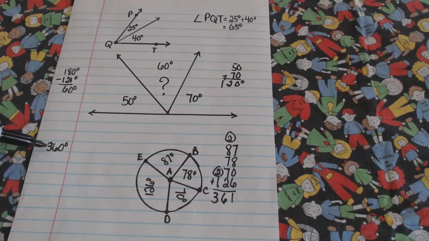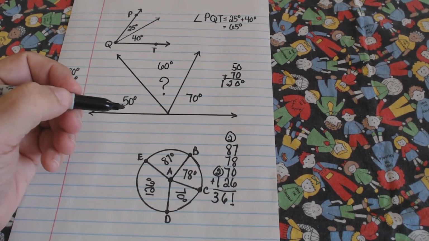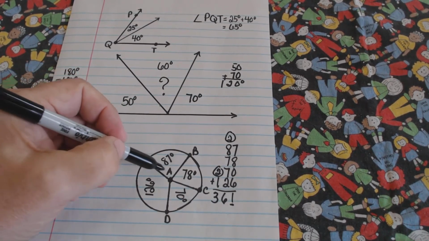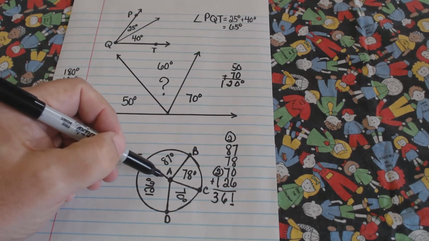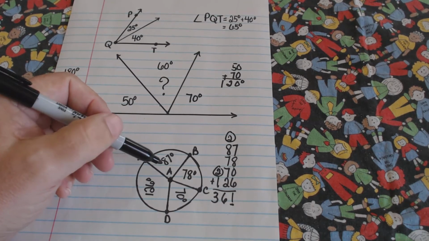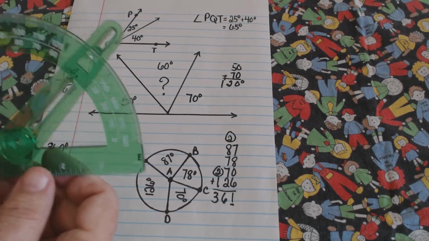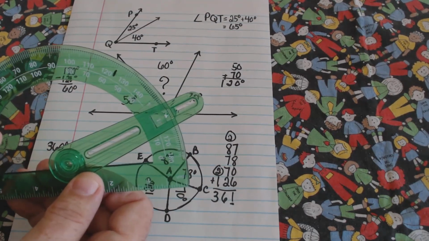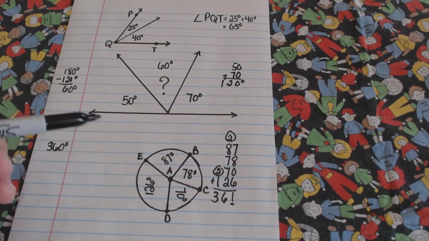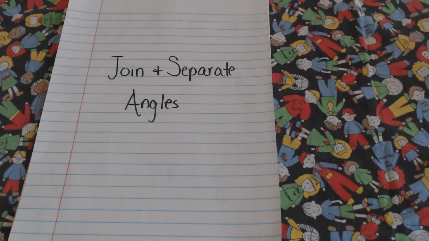The circle has 360. We're off by 1 degree. I'm okay with that. You get a little leeway when we measure angles, particularly here in the beginning, usually 1 or 2 degrees per angle, because it can be very hard to get things lined up. If it moves ever so slightly, that'll be a degree or 2. So we did a pretty good job with that. This is how we join and separate angles.